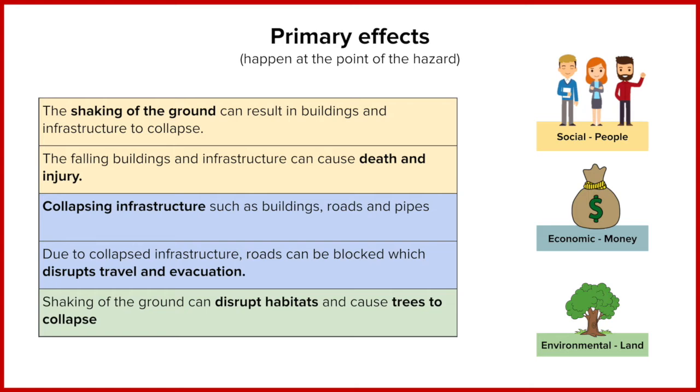So socially, the shaking of the ground can result in buildings and infrastructure collapsing. That could cause death and injury, but we're also going to lose homes and split up families. This is all social. That collapsing infrastructure can also mean that buildings like hospitals, which is also a social impact, can affect health. Other buildings like businesses, roads and pipe networks are all going to suffer as well from these collapses in infrastructure.